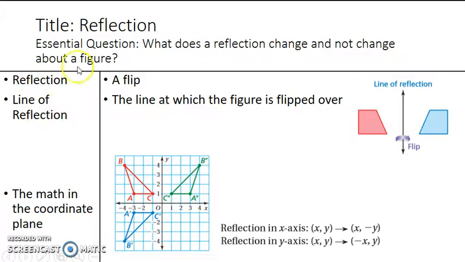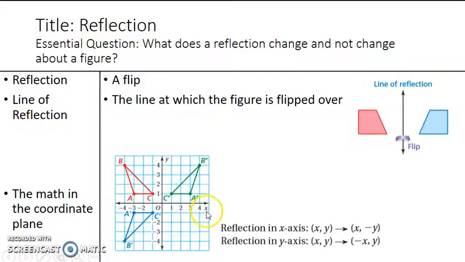Okay, a reflection is a flip. So this picture right here is to help you visualize what a flip is. Okay, line of reflection, you flip. You have to have a line of reflection. It's the line at which the figure flips over. So if this was a piece of paper, we would fold here, and this red figure would line up with this blue figure after we folded it, and we could see through the paper to see that they matched.